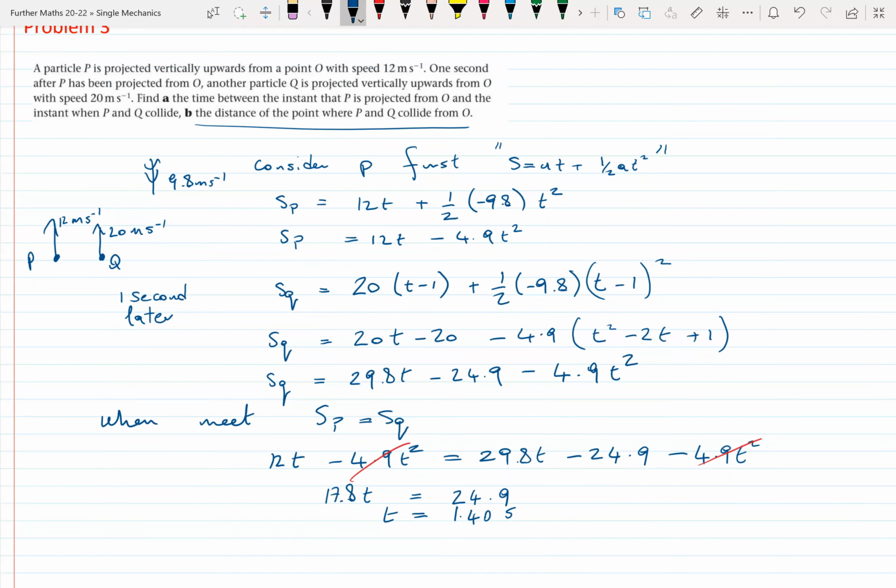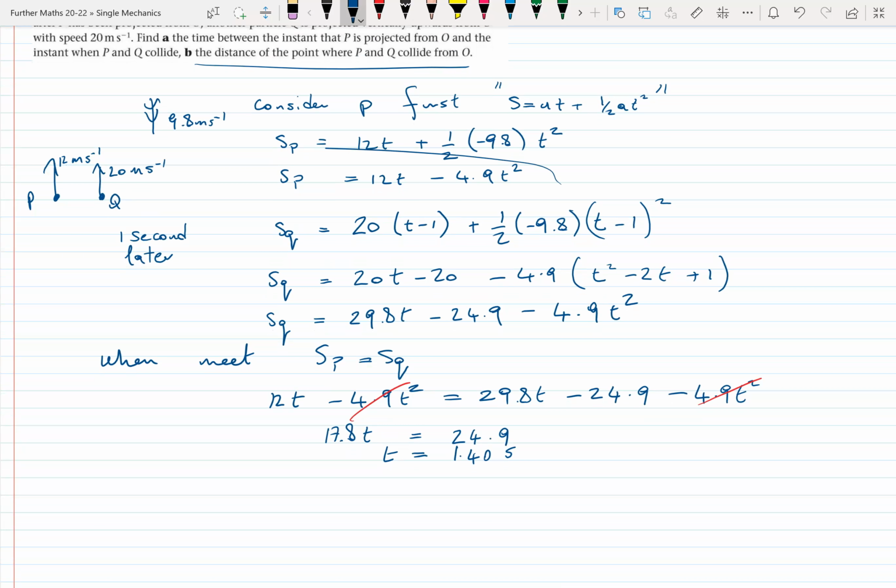Nearly done, but we want the distance as well, so we can put that into either of these two formulas. It would probably be easier to put it in this one. So the distance S is equal to 12 times this value here. I've probably stored it on my calculator, 1.39 and so on, that's our value of t, minus 4.9 times the stored value for t, 1.39 and so on, squared, and I think to three significant figures that comes to 7.20.